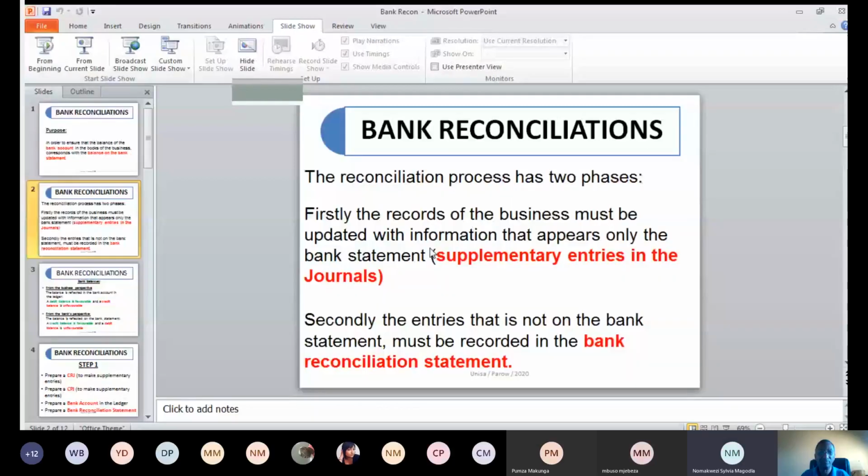Okay, so as I said there, guys, we are comparing the balance in your bank account to the balance on your bank statement.